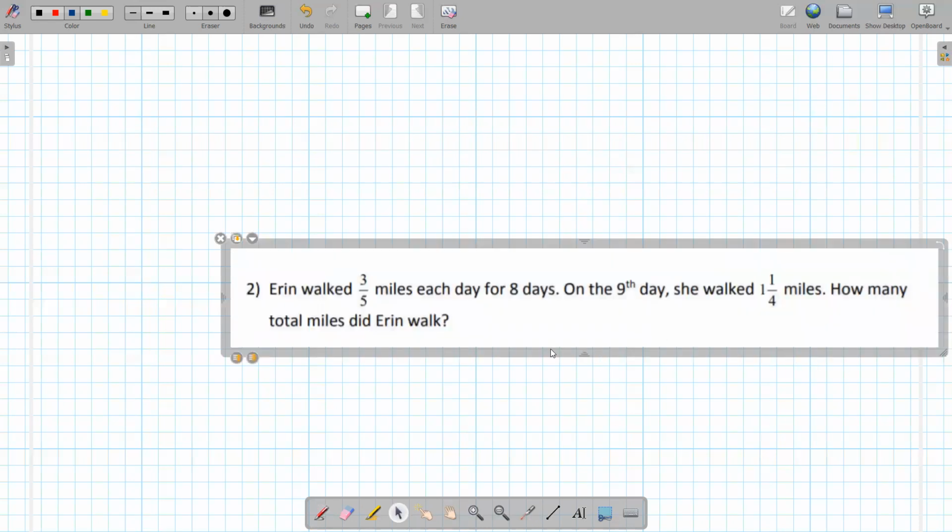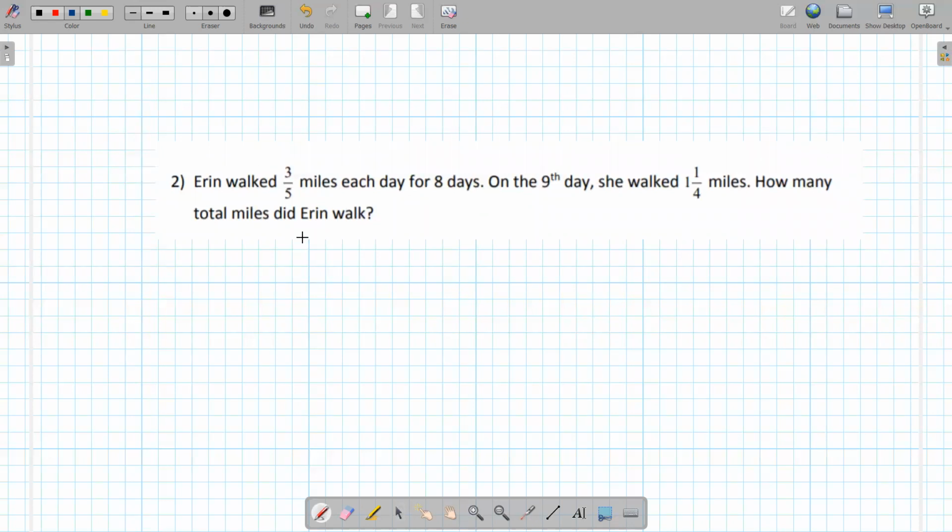Let's look at this one. Erin walked 3/5 miles, 3 out of 5 miles each day for 8 days. On the 9th day, she walked 1 1/4 miles. How many total miles did she walk? I'm guessing you do 3/5 times 8 first. Yes, 3/5 times 8. That is 24/5. And then you can turn 1 and 1/4 into an improper fraction, 5/4. And then you add the 2 fractions.